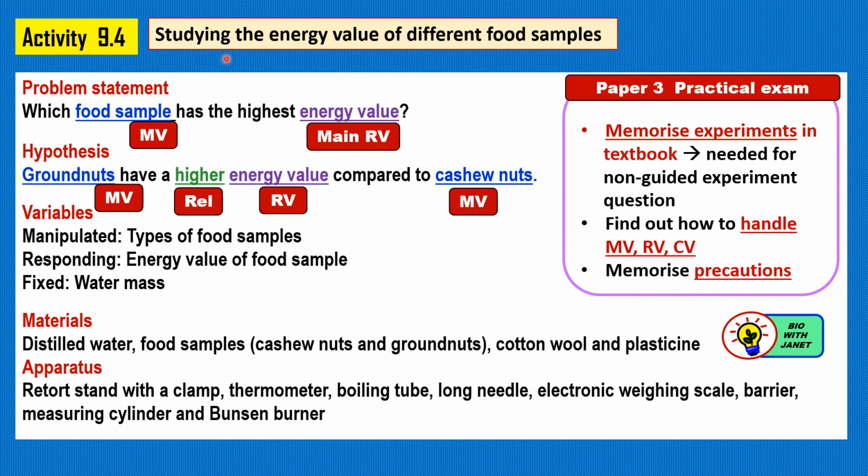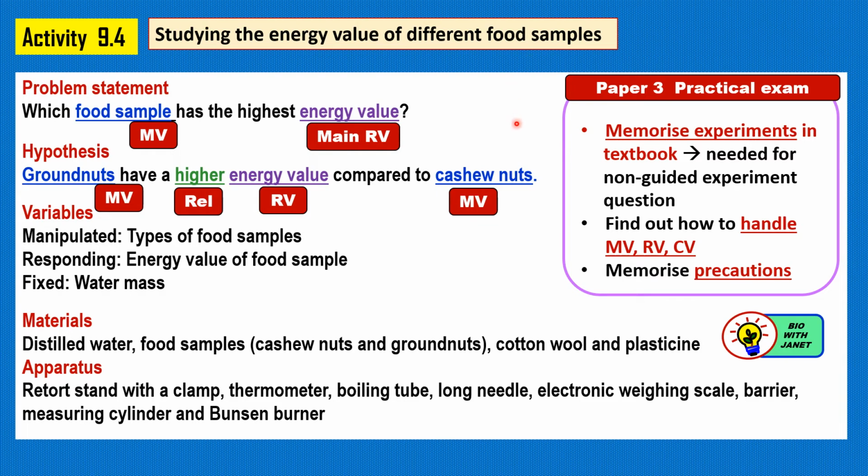Activity 9.4, studying the energy value, or determining the energy value, of different food samples. This experiment is important for the SPM practical exam, as so far this year it has not been tested yet, in this year 2022. And it is an experiment that can be done in the laboratory in a short period of time.